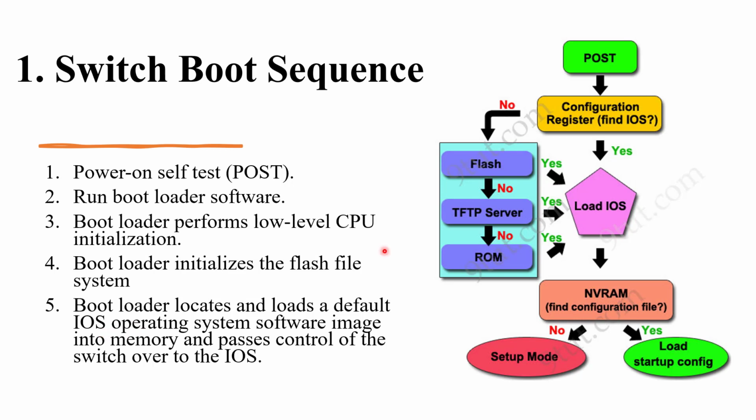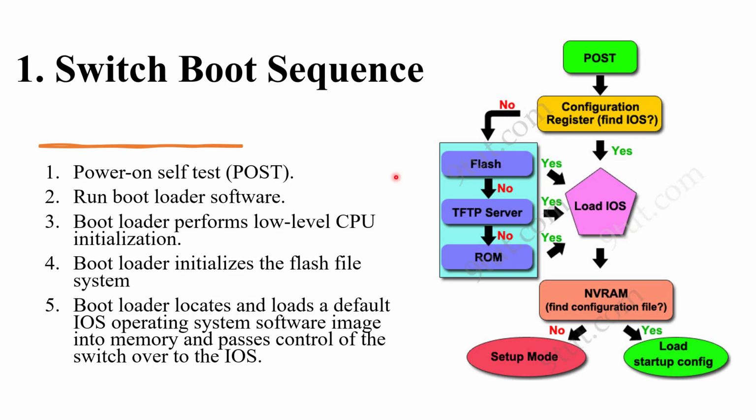So once the power on self test is completed, the next step is running the bootloader. The bootloader is going to search and find where the operating system, IOS, is. IOS means Internetwork Operating System. This is the operating system available in the switch and in the router.